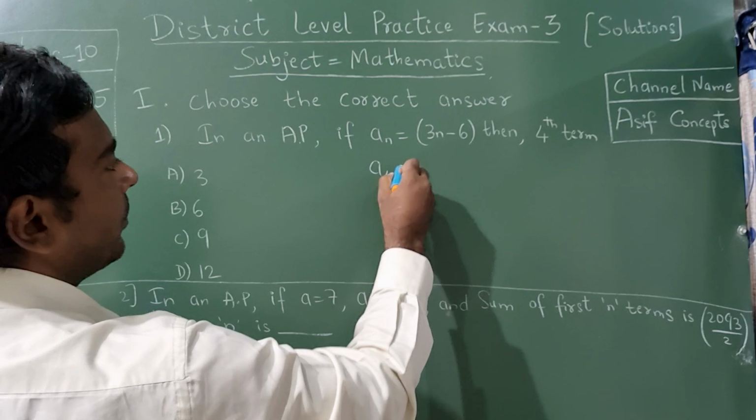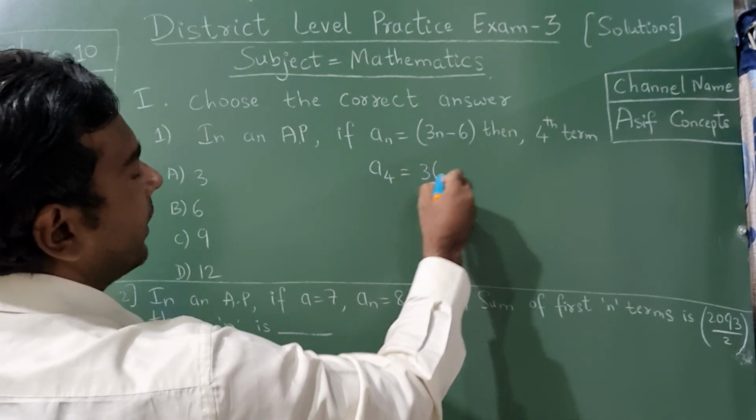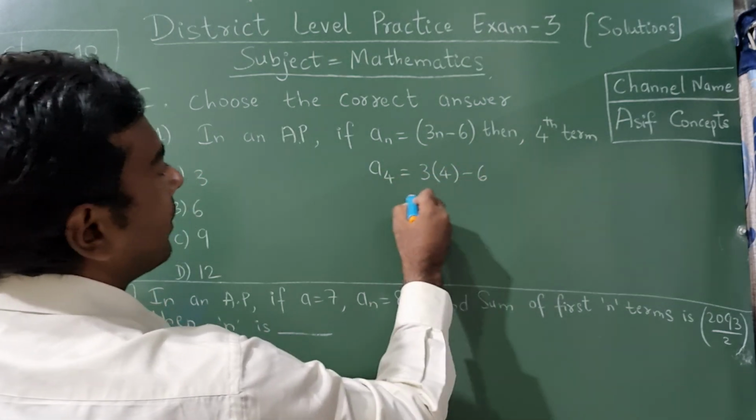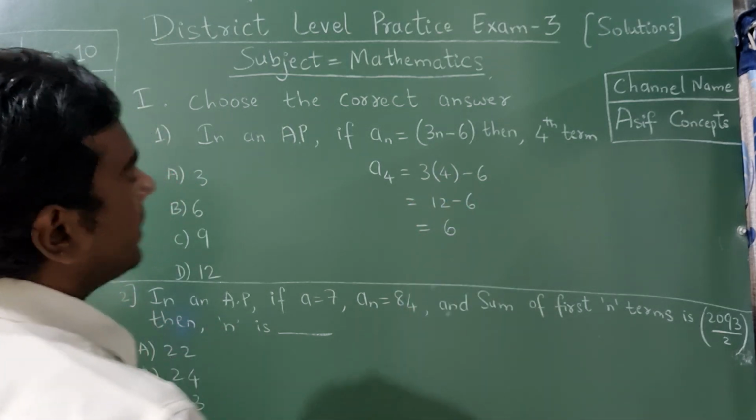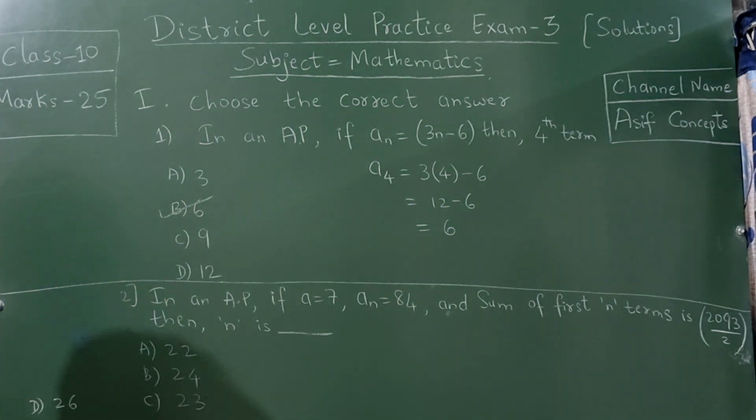So I'm going to write here a4. So where there is a n, write 4. 3 4s are 12 minus 6. So the answer is 6. So the correct option is B.